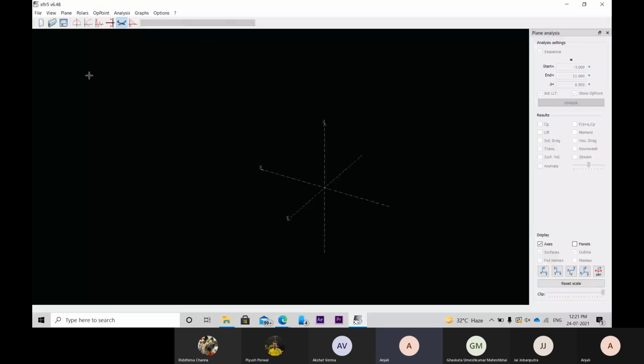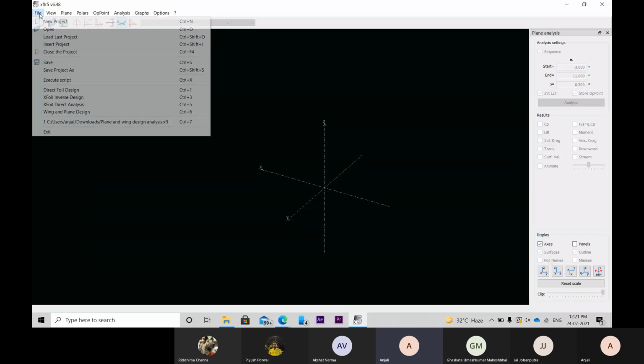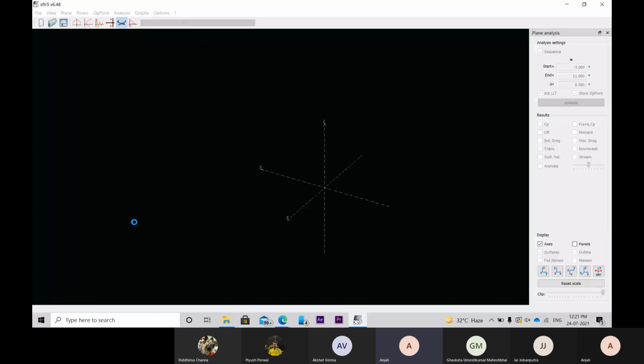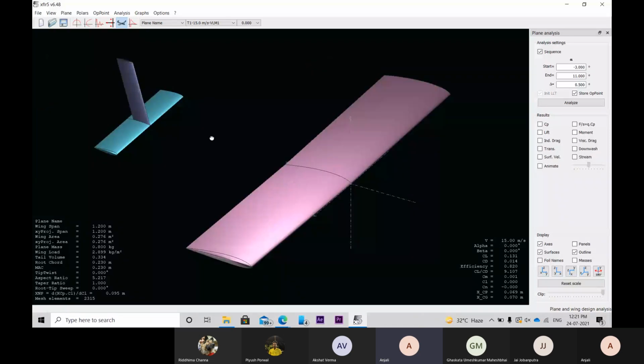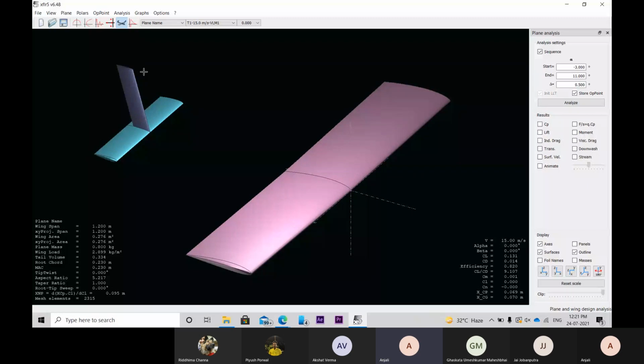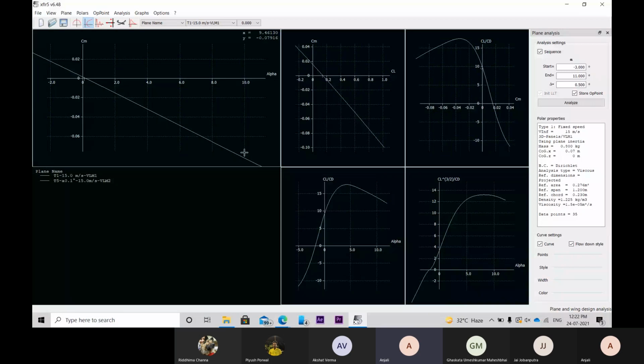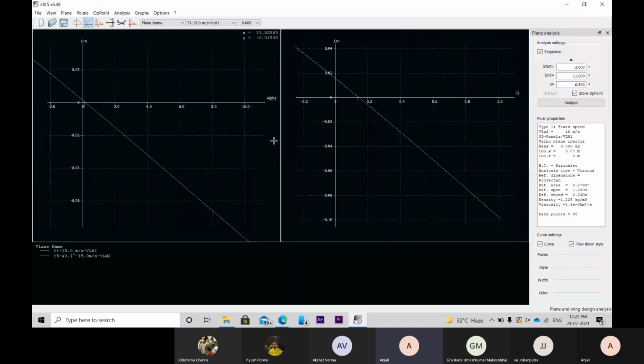So as I said, we are done with the plane designing part, so we'll move to the prerequisites. Let me open an already designed plane. Basically, we'll be discussing the graphs of CL, how CL depends on CM, and how the pitching moment depends on the angle of attack. By pressing T on your keyboard, you will get these two graphs that we will be analyzing.